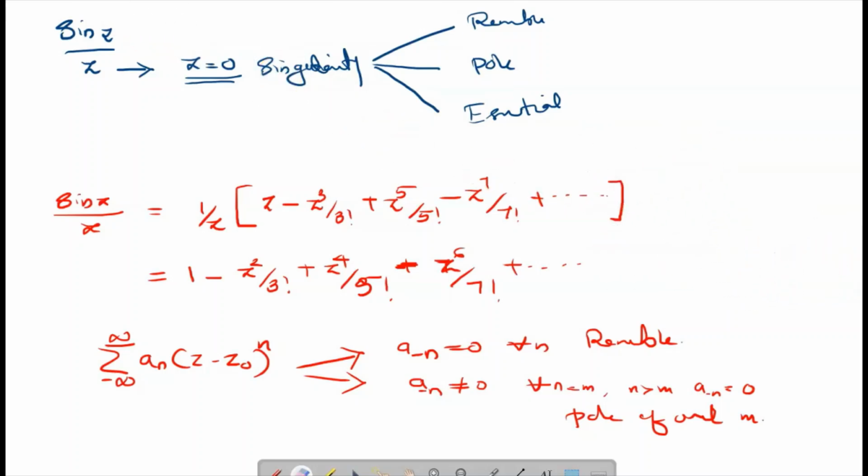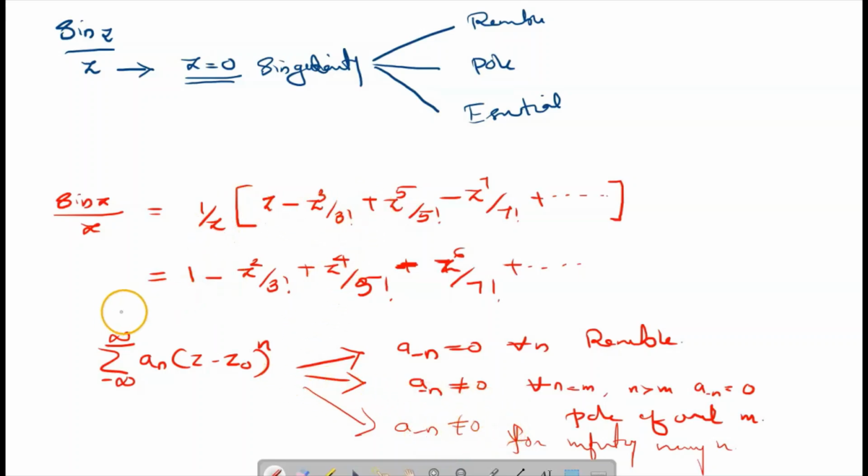In the case of no negative powers, it is removable. And if it is essential, then we have a minus n not equal to 0 for infinitely many n. This is the third case. For infinitely many n, we have negative powers of z, infinite terms containing negative powers of z, then it is an essential singularity. So that is the concept.